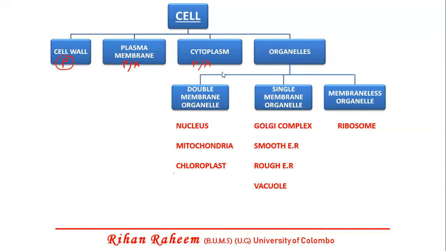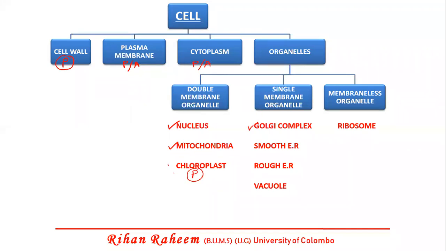So I hope you all are clear about this. And out of this, nucleus, I will put a tick. It is present in plant and animal. Mitochondria, it is present in plant and animal. But chloroplast, only in plants.